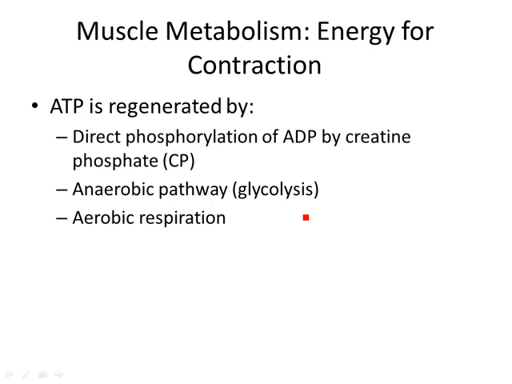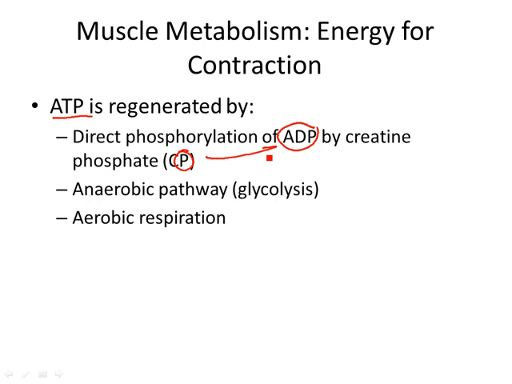We have three ways of generating ATP. The first one is a really quick way. And I've got a picture, and I'm going to go through these step by step. Just hang on with me. We have direct phosphorylation of ADP by creatinine phosphate. And remember, ADP is adenosine diphosphate. ATP is adenosine triphosphate. So let's see this little P here? Basically, you take the P off of creatinine phosphate, add it to ADP, and you get ATP. And I'll show you a graph of that.